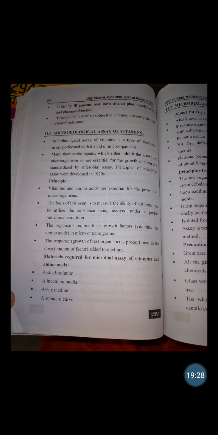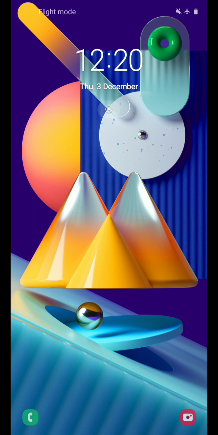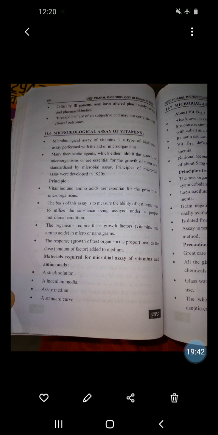The principle of microbial assay was developed in the 1920s. Then we will see the principle. Vitamins and amino acids are essential for growth of microorganisms. The basis of this assay is to measure the ability of the test organism to utilize the substance being assayed under proper nutritional conditions.